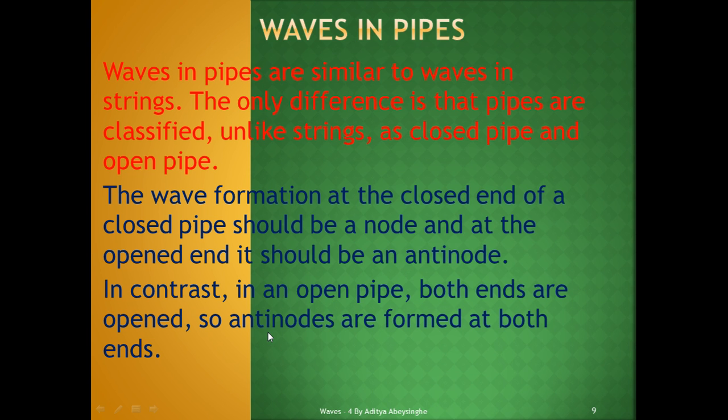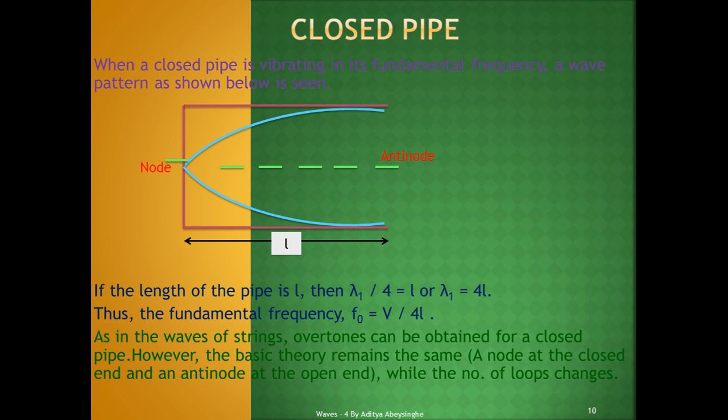This is in direct contrast to an open pipe, in which we have both ends open, so there are no closed ends. At both ends you can see that the particles vibrate with the maximum displacement, which is the amplitude, so antinodes are formed at both ends, and also at the middle of the pipe. Having explained the general characteristics of the waveform in closed and open pipes, let's investigate the wave formation, the fundamental frequency and the overtones of closed pipes and open pipes separately.